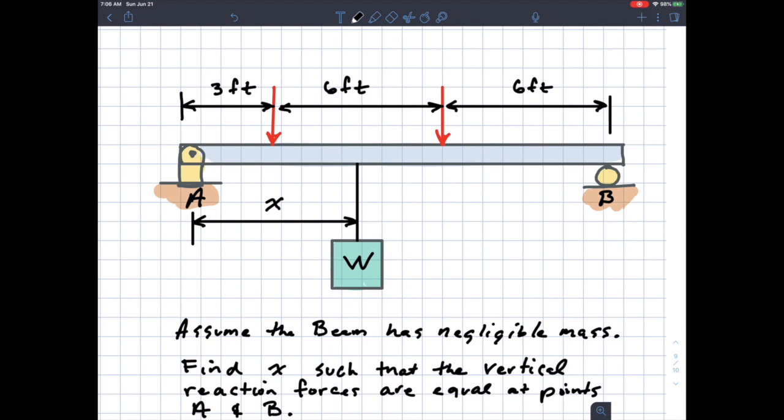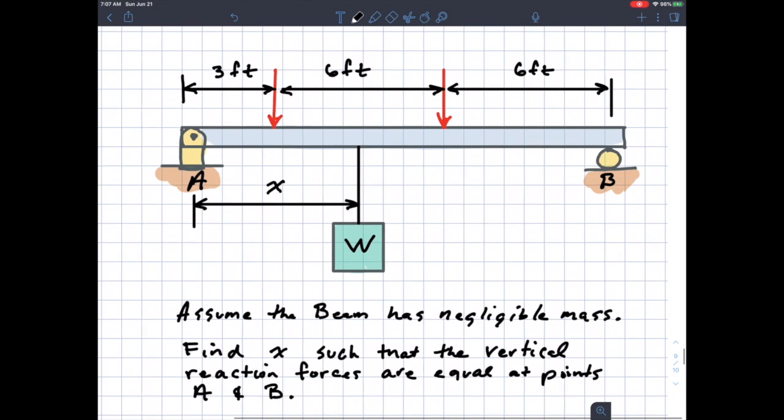In this video, we're going to solve another of what I call beam problems that require you to write equations using theory about static equilibrium and the sum of moments. Okay, so let's get started with that.